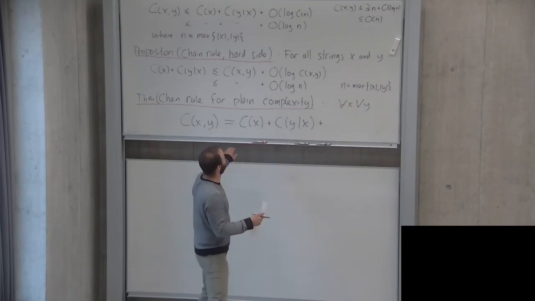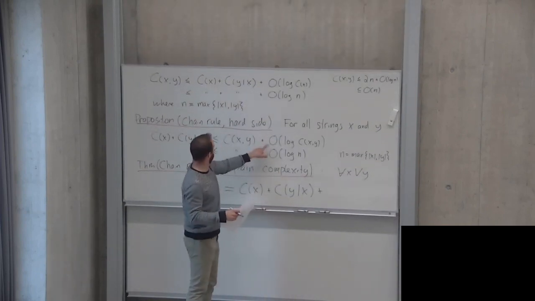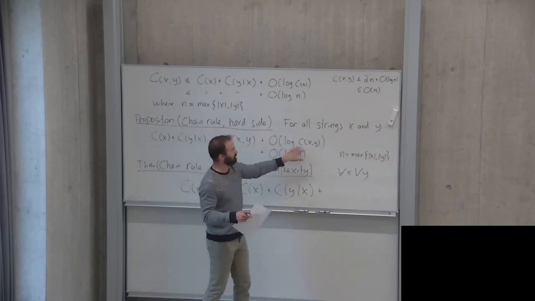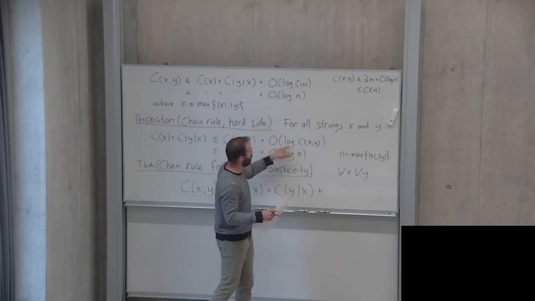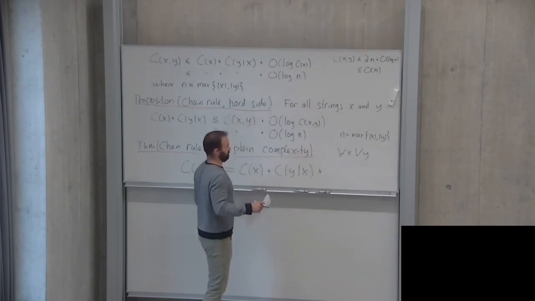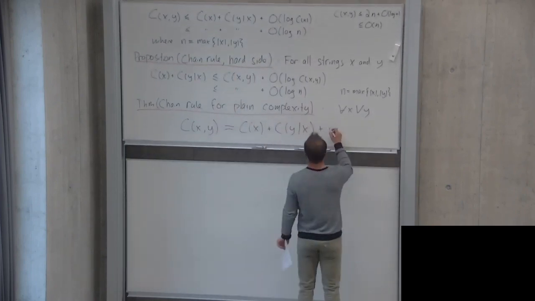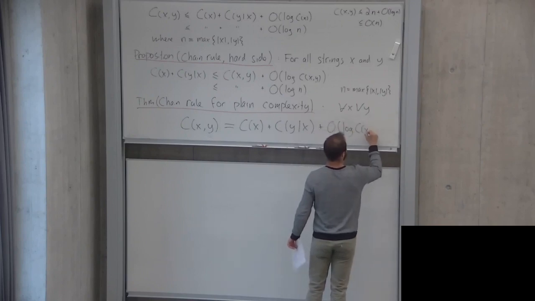to choose an error term. One that I cannot choose is this one, because here I really have O of log of C of x and y. But a term that is order log of C of x and y is larger than a term that is order of C of x only. So, to be neat, I can use this one, O of log of C of x and y.